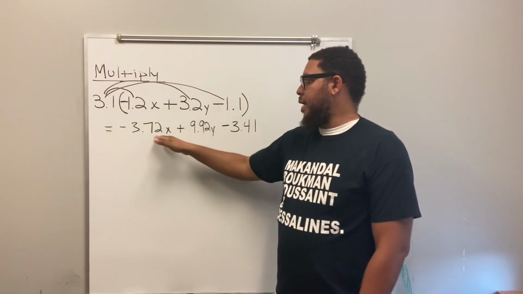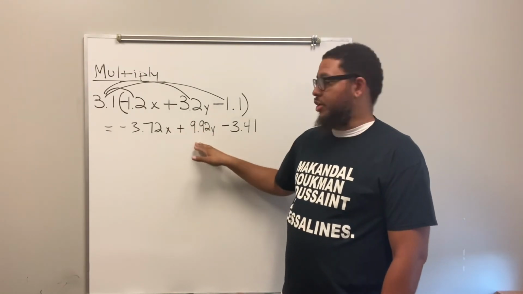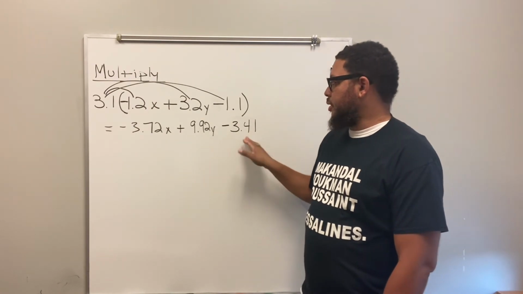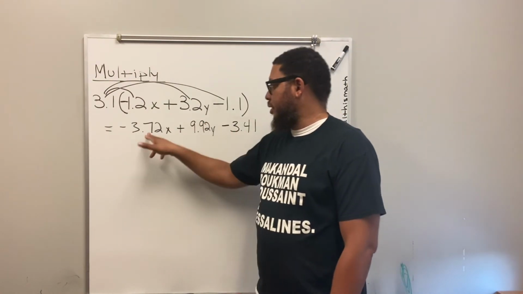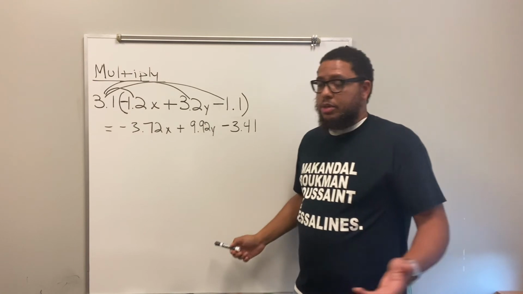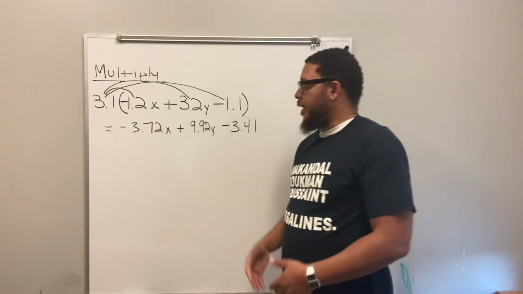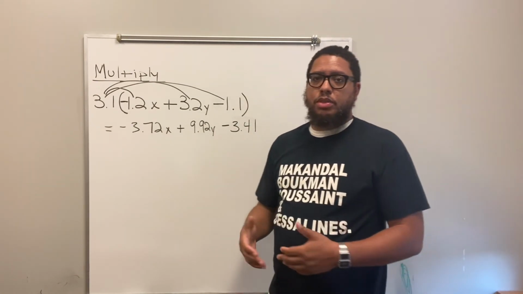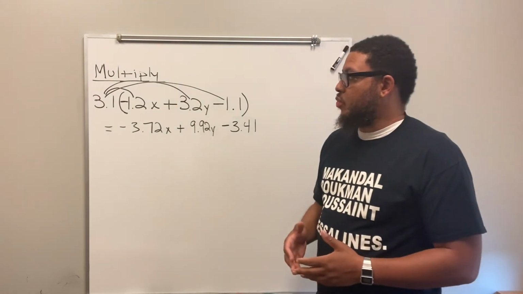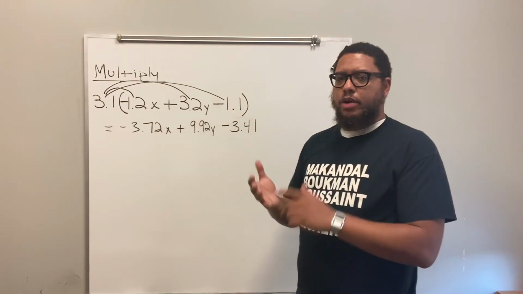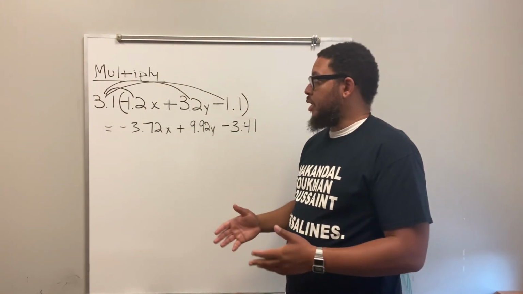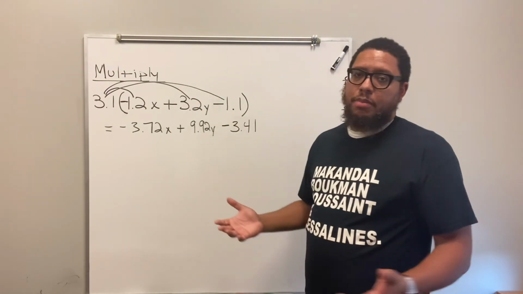So you can't combine these because they're not like terms. You can't combine these because they're not like terms. You can't combine this and this because they're not like terms. So that's how we know that we're done. And that's very important. Whenever you approach any math problem, always know what you're doing. Ask yourself, what am I actually doing and how do I do it? If I'm supposed to multiply, what am I multiplying?